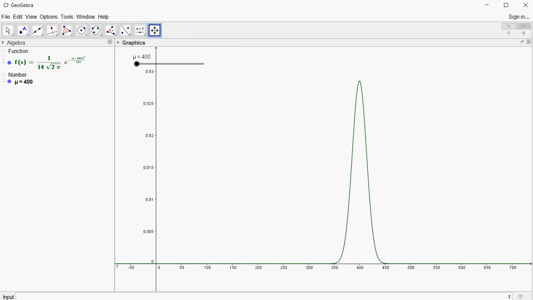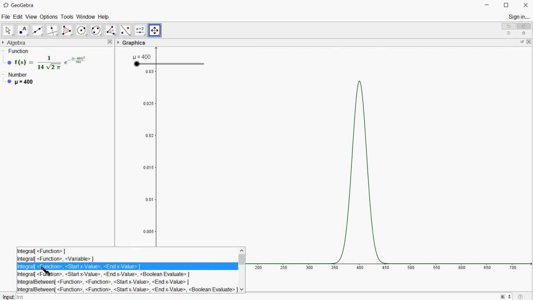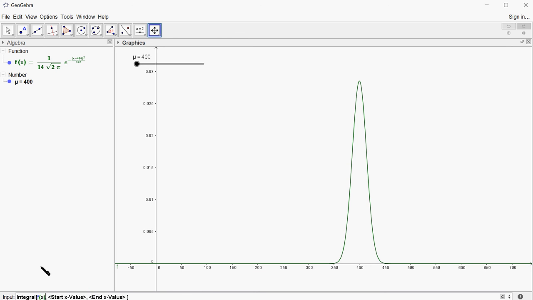And what we want to do is integrate. We're talking about less than 400 grams. So we have integral, and the function is, of course, the density function, from 0 to, say, 400. Then if you hit enter, it showed up once and went away, so I'll do it again. Integral, then you have f of x and 0 and 400.